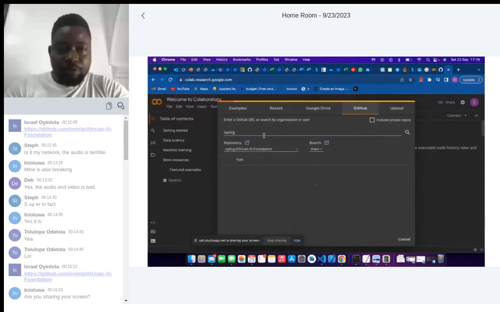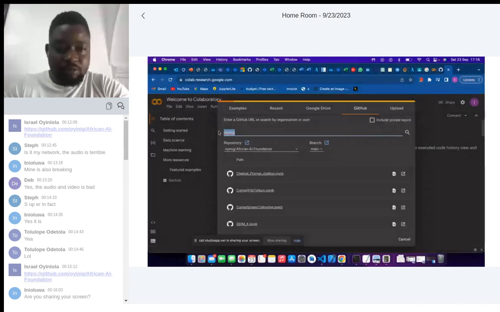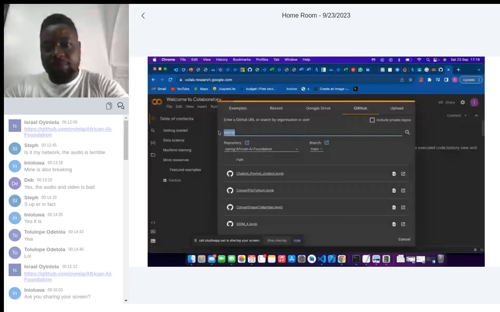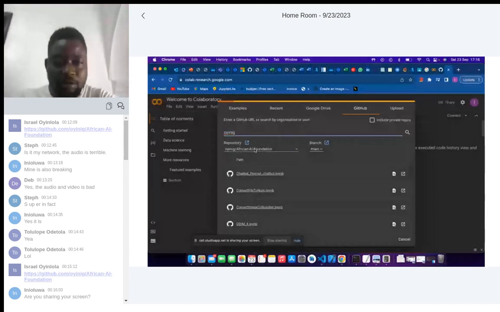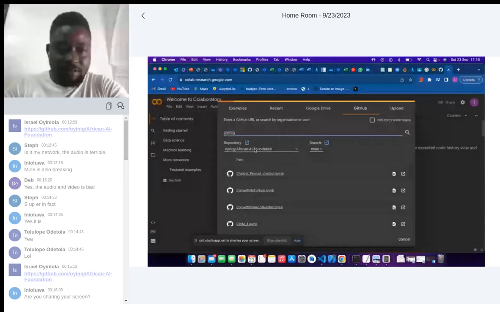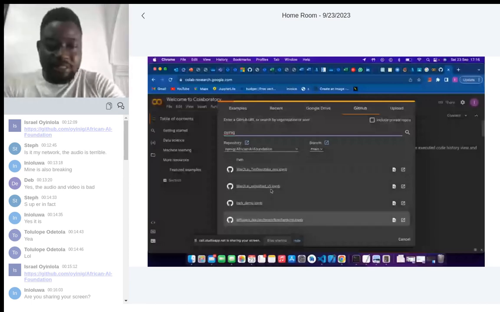This repository is open. Once you point it to my account, you type it in. It's in my account actually, right? Once you type that here, you will select the African AI Foundation repository, and you will see all the notebooks, right? Most of the notebooks are what we'll be using for the generative AI series.